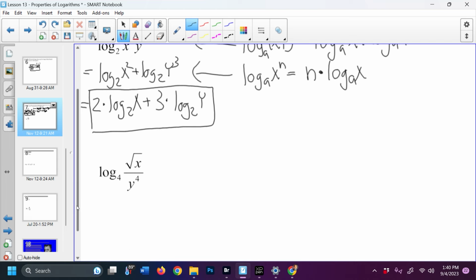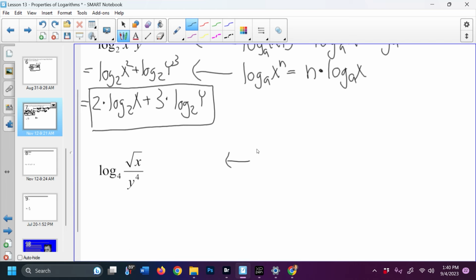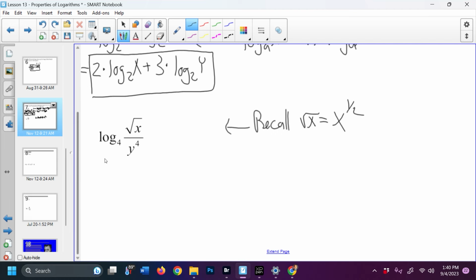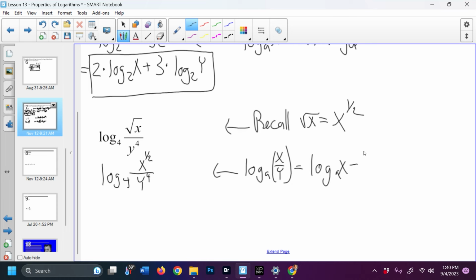In this second example, before we can move forward, we have to recall that a radical can be rewritten as a rational exponent. So the square root of x can be rewritten as x to the 1/2 power. I'll do that first. So I'll go log base 4 of x to the 1/2 over y to the 4th. Now this one's going to be similar to the last one, except we're going to use the property where it says log base a of x over y is equal to log base a of x minus log base a of y.